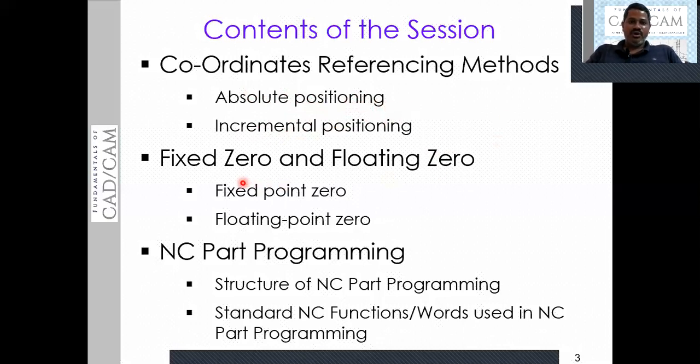Then we move forward to discuss fixed zero and floating zero. In what way we are referencing is one part, and the other part is from which location we are referencing the coordinate. Whether your origin is fixed at one location, or whether it is movable to some extent, or it can be shifted to any location, that tells us about fixed point zero and floating point zero. We will see these contents also in this session.